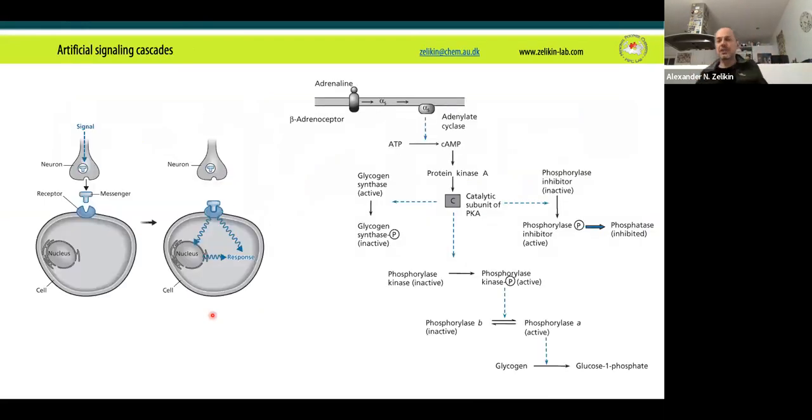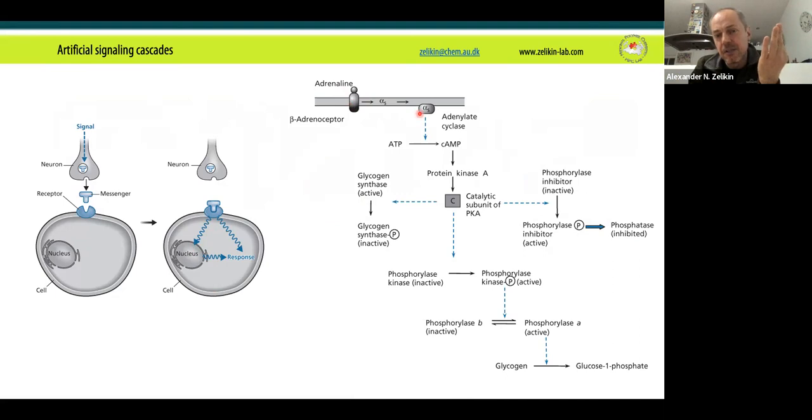Now, to artificial signaling cascades. Why is this so important? Because we looked at these membrane-bound molecules, at receptors, but a lot remains to be done here. It's the intracellular processes that matter. For example, this is the adrenergic receptor, a receptor that responds to adrenaline.